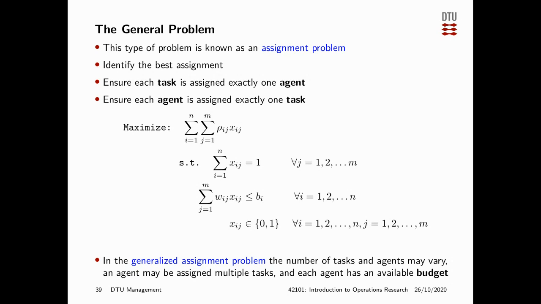Typically, it is also possible to assign multiple tasks to an agent, but in that case, each agent will have an available budget, if you like. So if the agent could do multiple tasks, then the person has some quota of hours that cannot be exceeded. Okay, so it's just a generalization of the assignment problem.